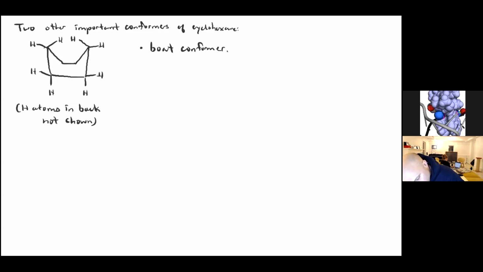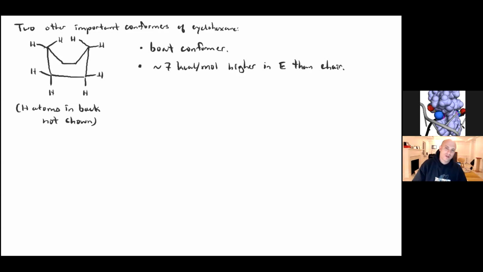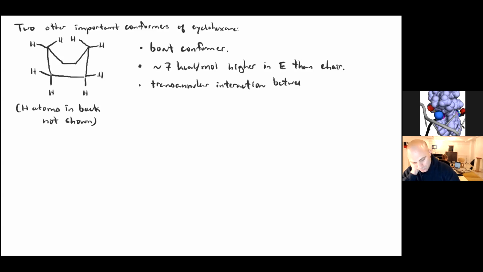This conformer is about 7 kcals higher in energy than a chair. And there are two contributors to that increase in energy. The first is a transannular interaction. So the two H's that are pointing in here are bumping into one another. Okay. And that is an example of a transannular interaction. So across the ring, two substituents, two hydrogens bumping into each other.